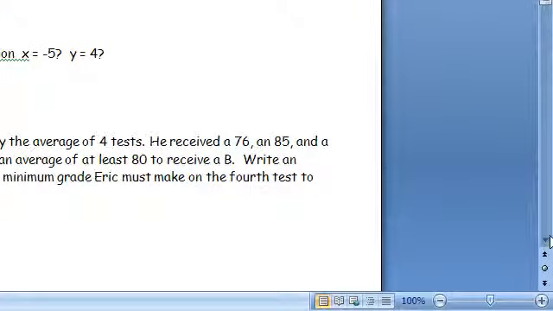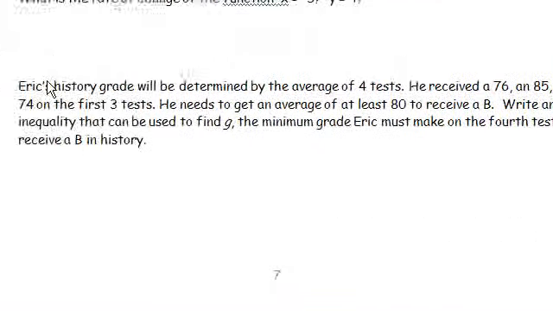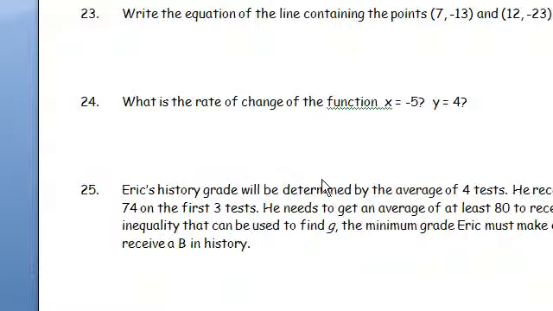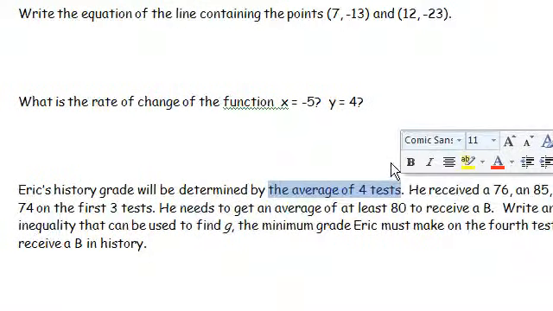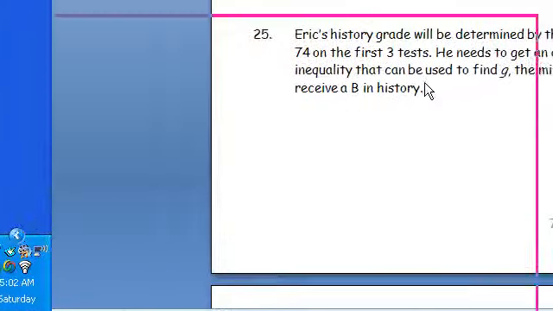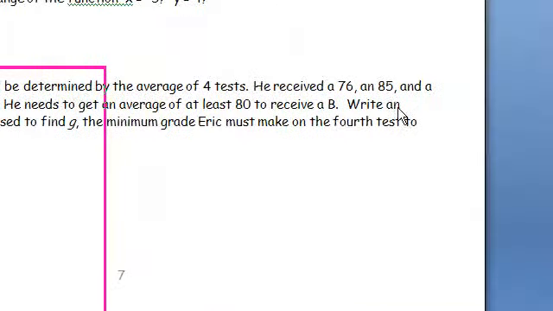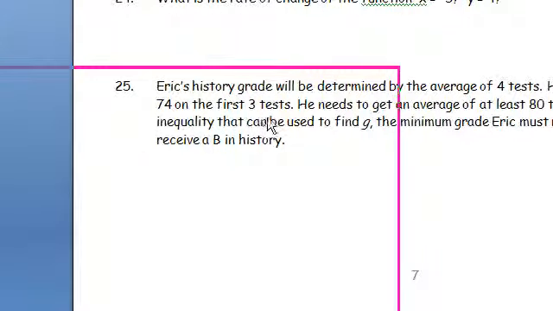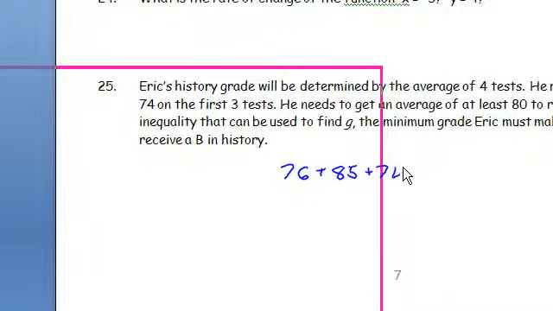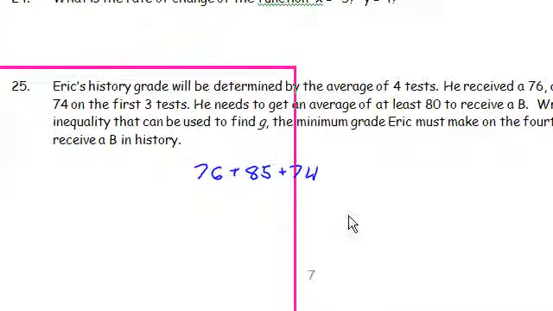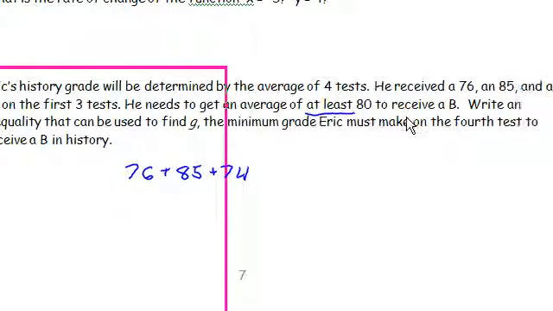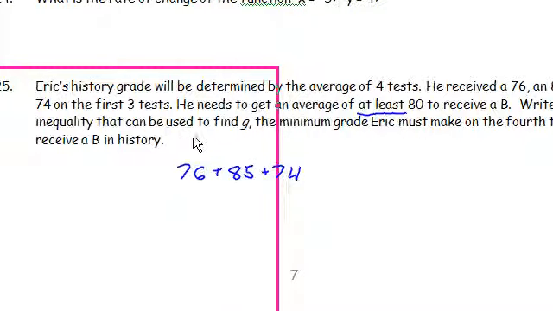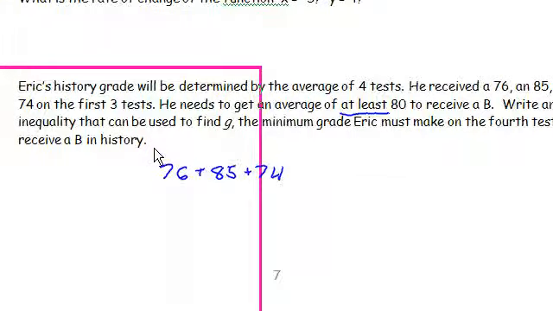Alright, let's talk about 25, which looks like it's an inequality problem. Eric's history grade will be determined by the average of 4 tests. He receives a 76, an 85, and a 74 on the first 3 tests. So he got a 76, he got an 85, and a 74. He needs to get an average of at least 80% to receive a B. Write an inequality that can be used to find G, the minimum grade he must make on the 4th test to receive a B in history.